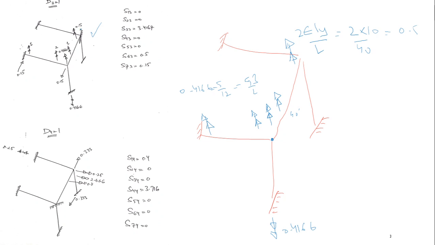This is 0.5 here. So instead of writing 4EIy by L, let me write it as 1, because it would be double of that. This is 2EIy by L, that is 2 into 10. The length is 20 here. It comes out to be 1 again. This is far end, this is near end, so this would be 2.